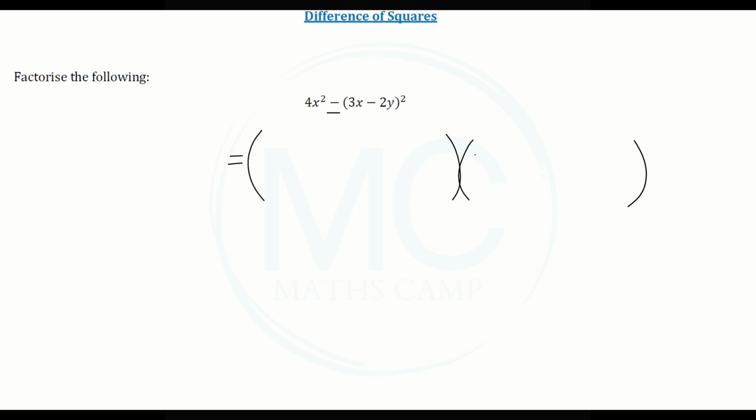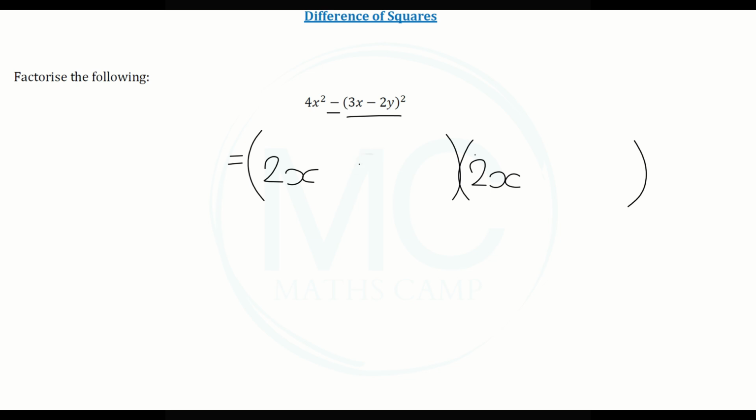The square root of 4 is 2, and the square root of x squared is x. So I can put 2x over here, and 2x over here. When you have a bracket squared, the square root is simply the contents of the bracket. So in this case, 3x minus 2y squared has a root of 3x minus 2y.